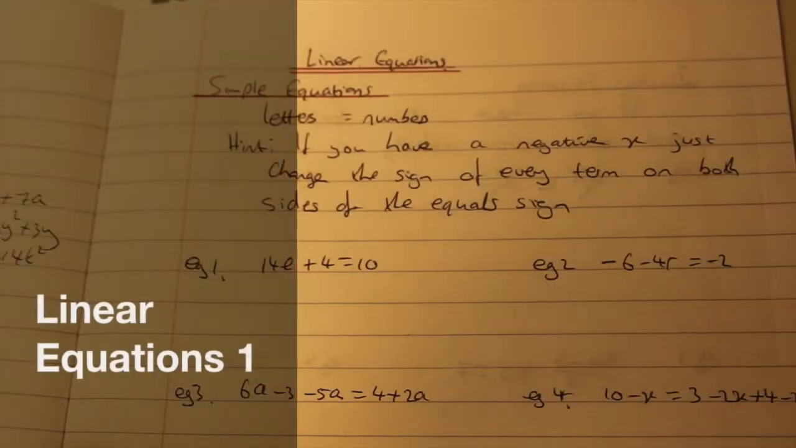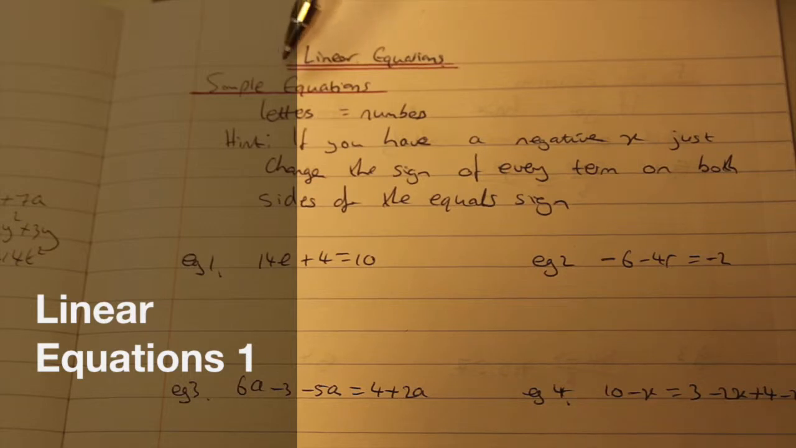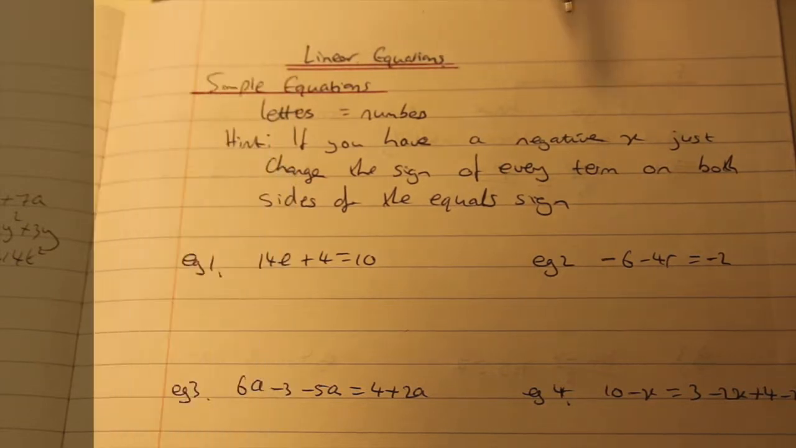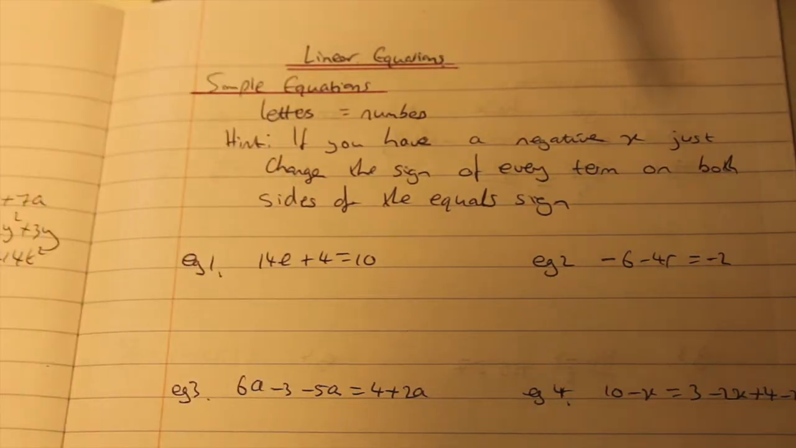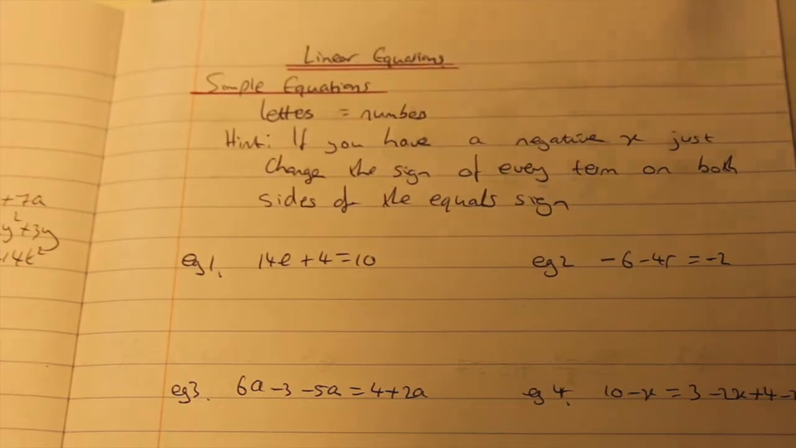I'm going to have a look now at linear equations, which is chapter 17 in the book. First of all, a linear equation is one that just has x's. It doesn't have x squared or anything like that. So we'll start off with simple equations first of all. You have letters on one side and numbers on the other.